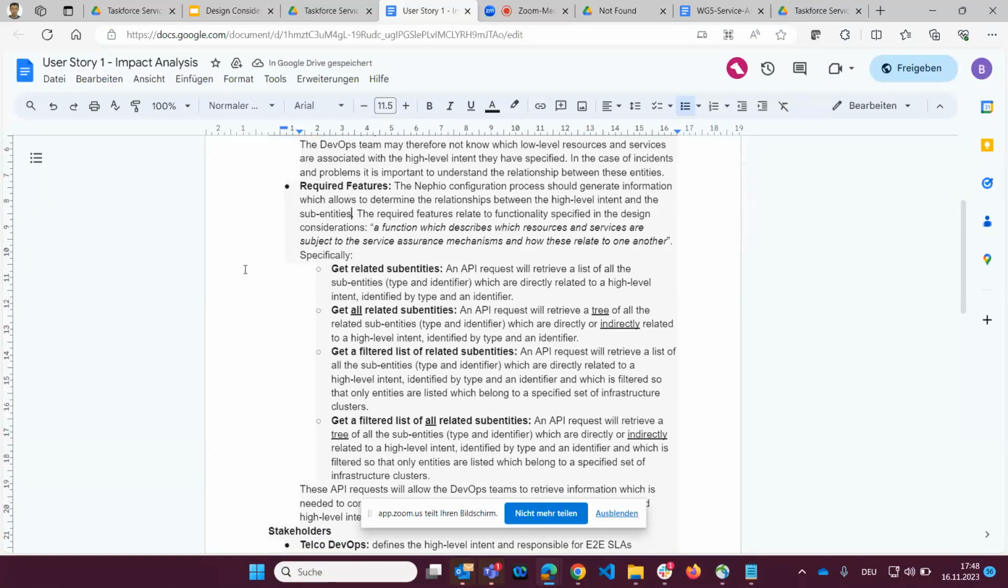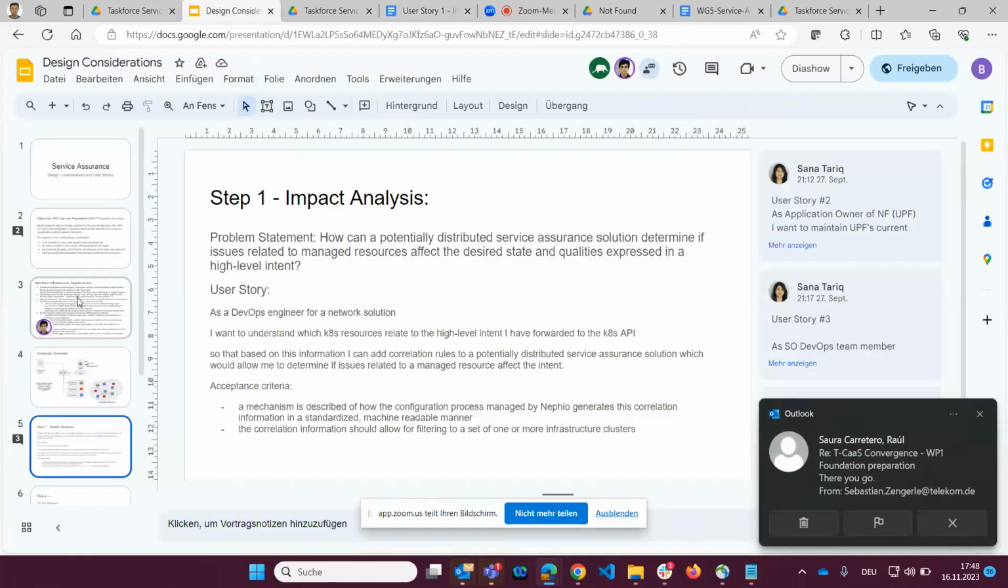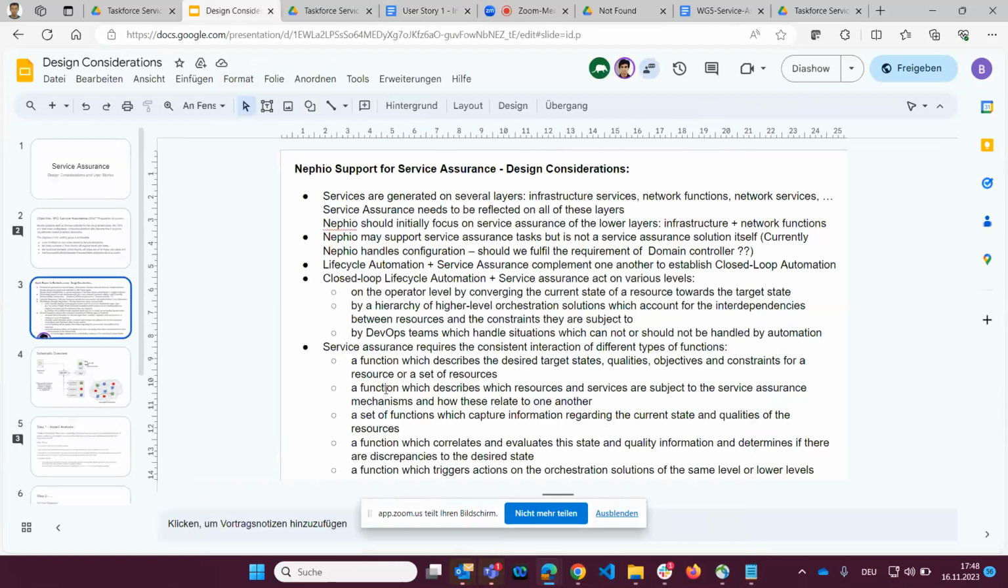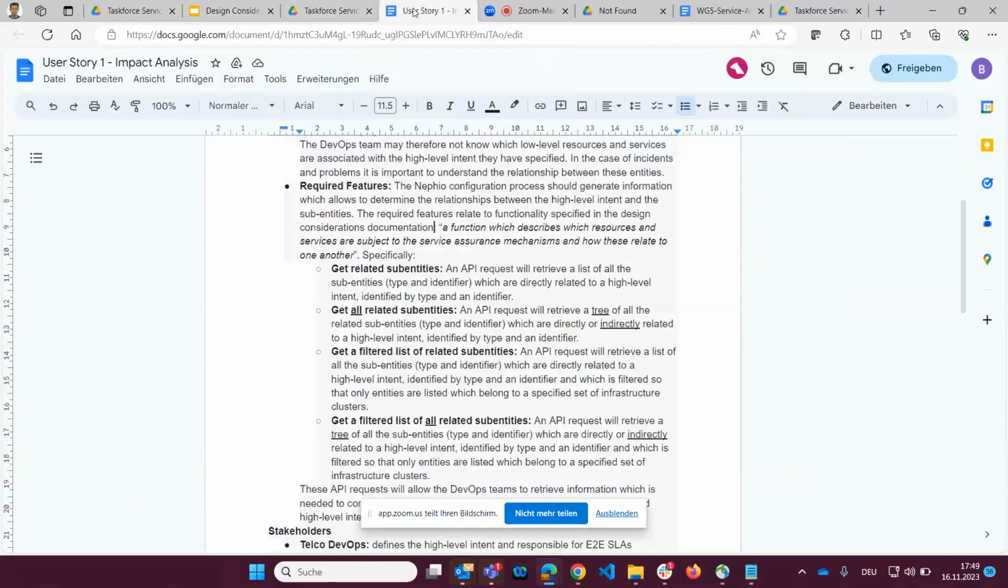The required features relate to functionality specified in the design considerations document. Here, in the design configuration document, we had a network function block, a function which describes which resources and services are subject to the service assurance mechanisms and how these relate to one another. And how these relate to one another is exactly what I want to specify in the user story here.